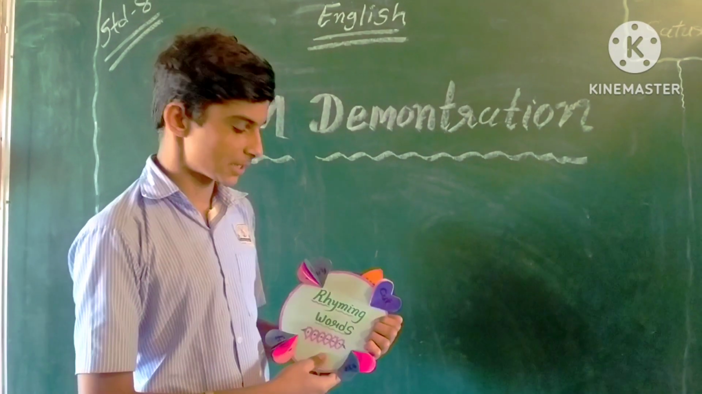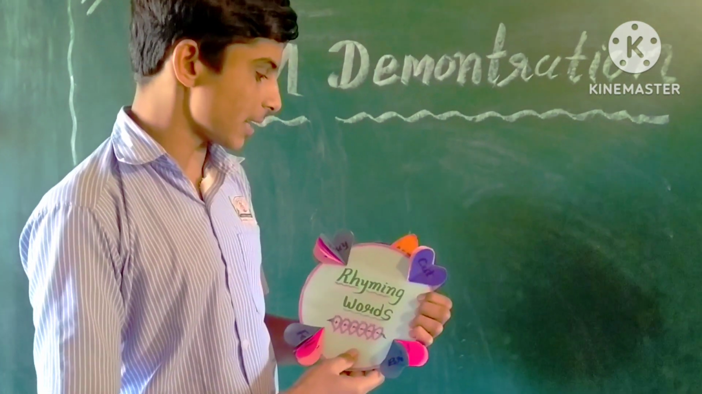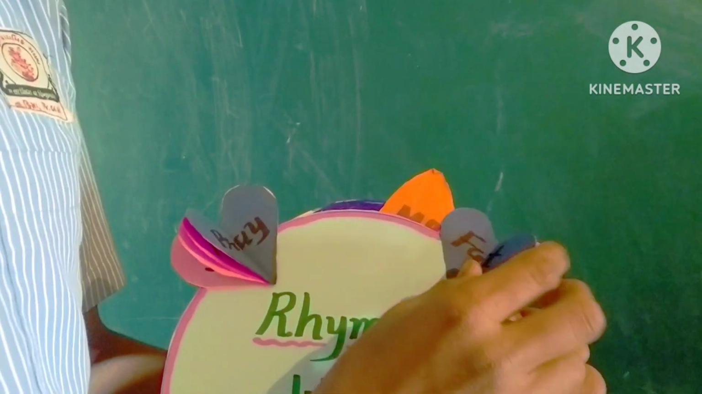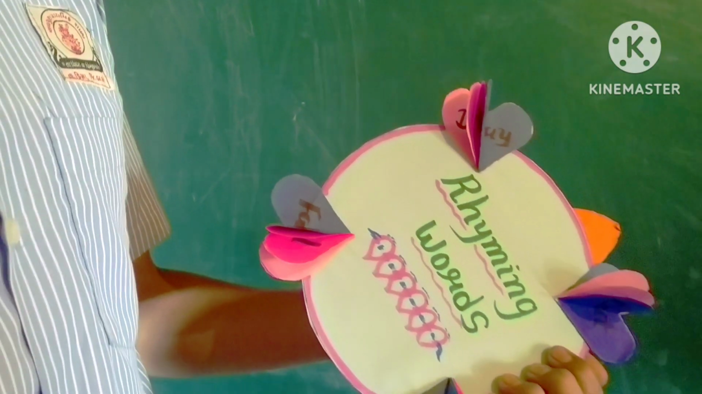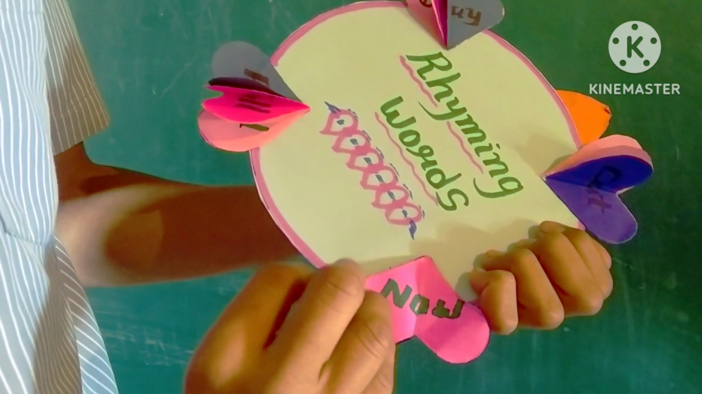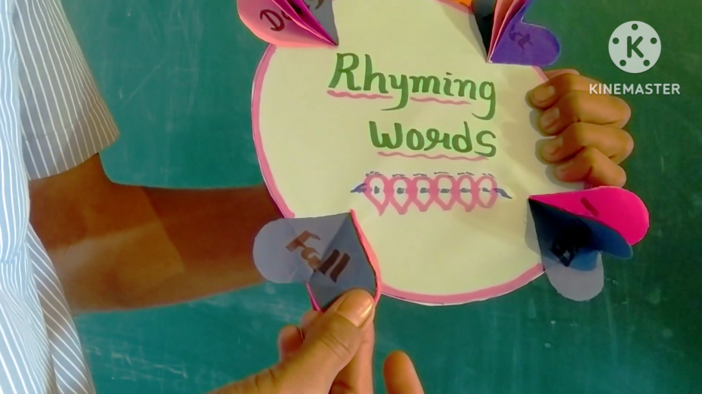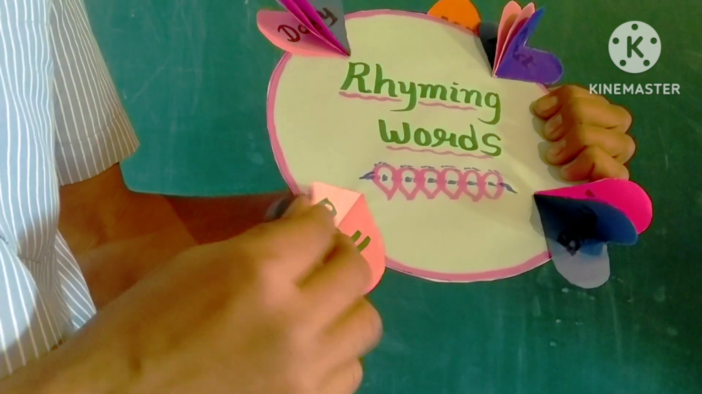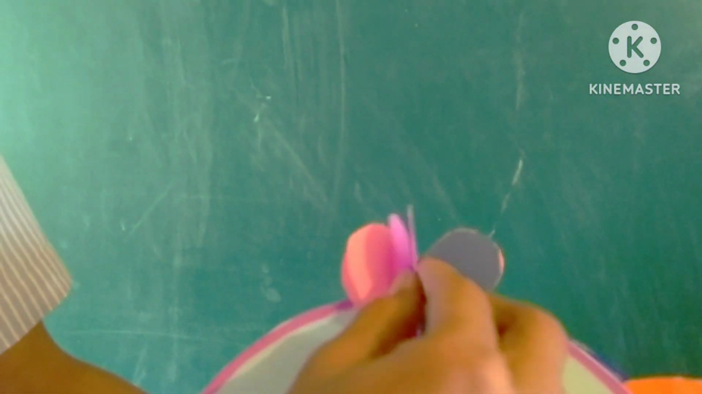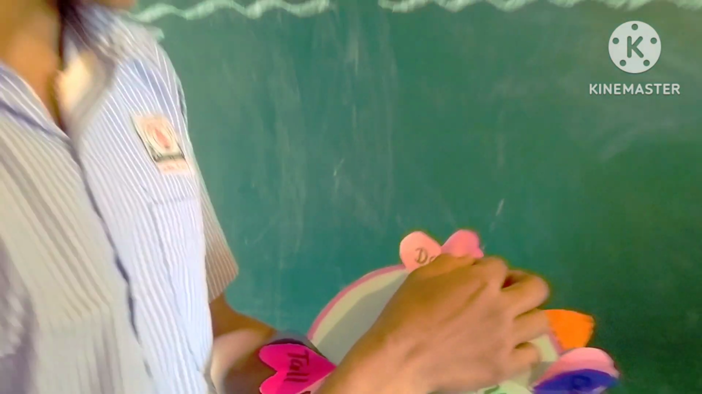Hello, I am Alpesh. This is our rhyming words TLM. Just like, cat, hat, pet. Cow, now. Fall, ball, tall. Pray, may, day.